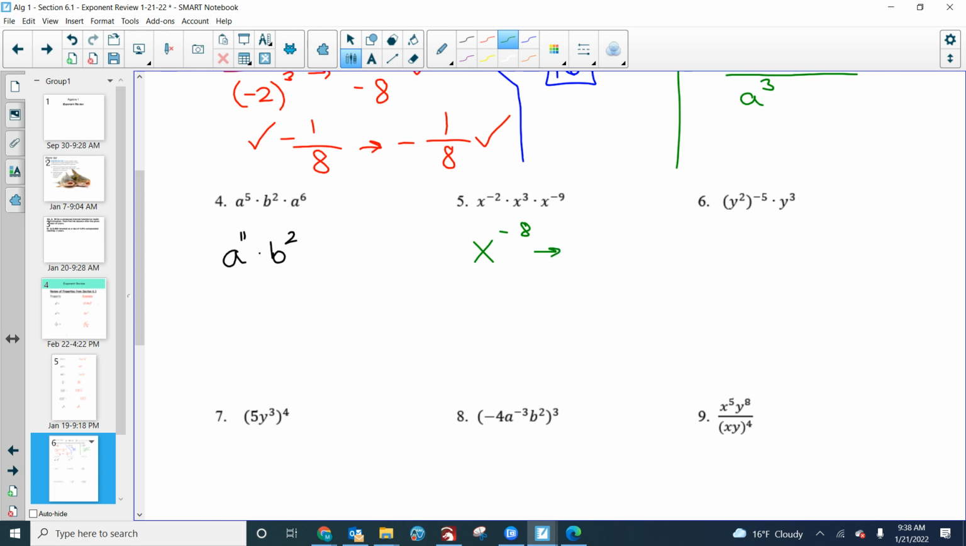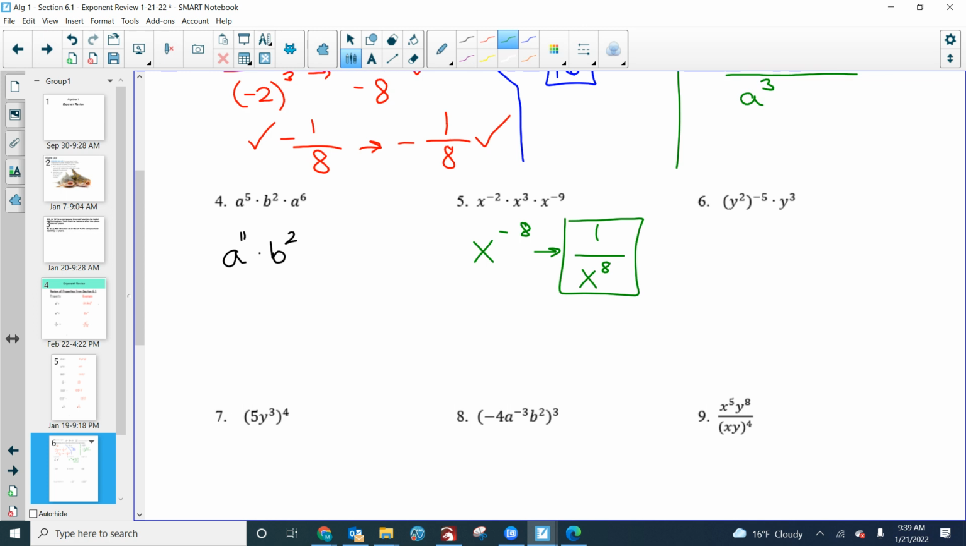So you switch over. So, Leah, what do we do? Switch over. What does that mean? You switch the bottom and put a 1 on top. Good. There's an understood 1 up top. And it's going to become more positive by moving down to the denominator, becoming x to the 8. Did you get 1 over x to the 8? Yes. That is my final answer.